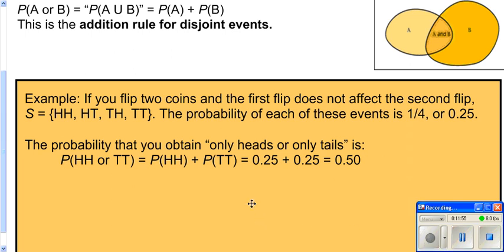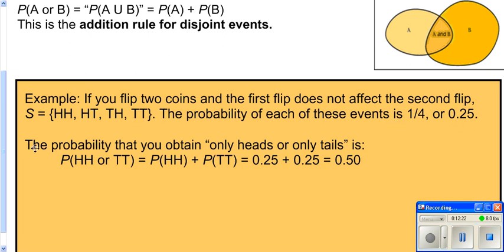If you flip two coins, you could either get two heads, or a head followed by a tail, or a tail followed by a head, or you could get two tails. This is your sample space. Each one of these four possibilities has an equally likely chance of occurring, so the probability of each one of these occurring would be 1/4, or 25%, or 0.25.